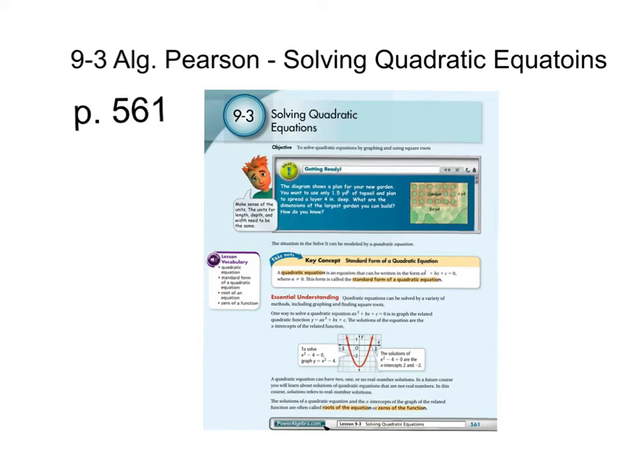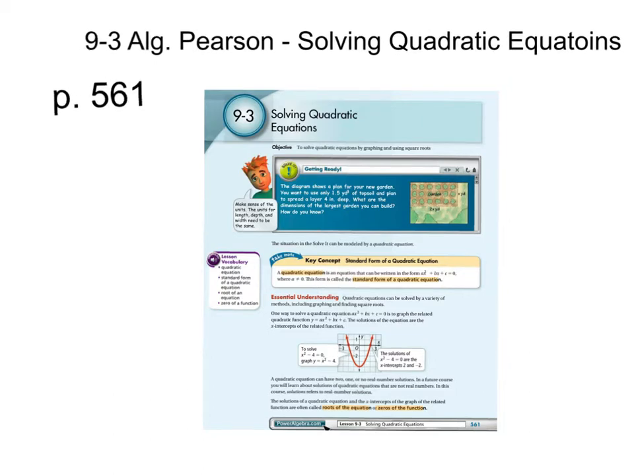Page 561, lesson 9.3 is on solving quadratic equations. So solving equations, what we're going to be doing basically is looking at where the graph intersects the x-axis, where our x-intercepts are, is what it's going to boil down to.